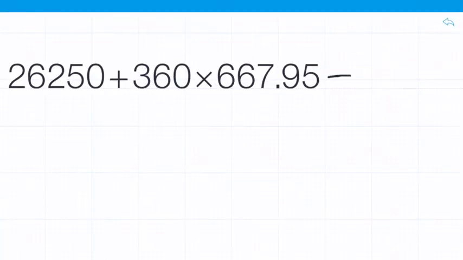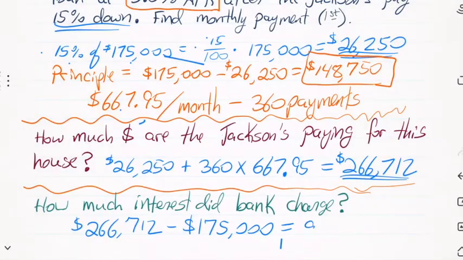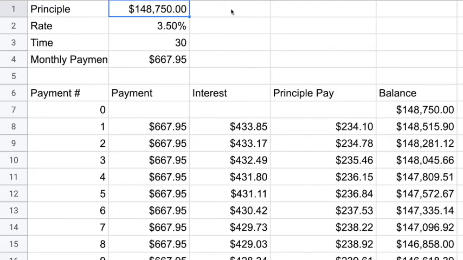So I'm going to subtract from this number minus 175,000 and get $91,712. The $91,712 is the amount of money the bank is earning by lending the Jacksons the money to purchase their house. Set up a loan amortization based on the Jacksons' loan. So they're borrowing $148,750 at 3.5% for 30 years, and then this is their monthly payment.